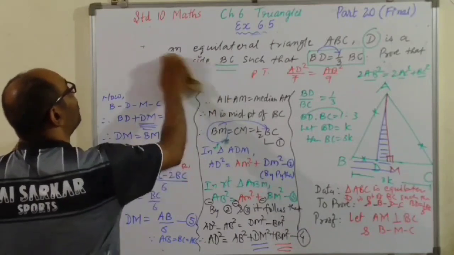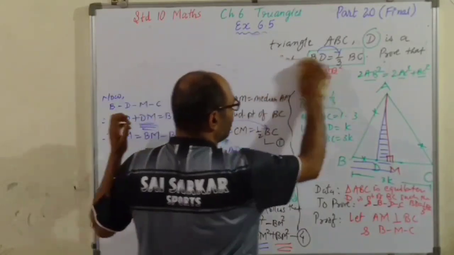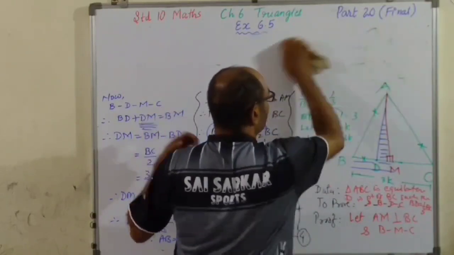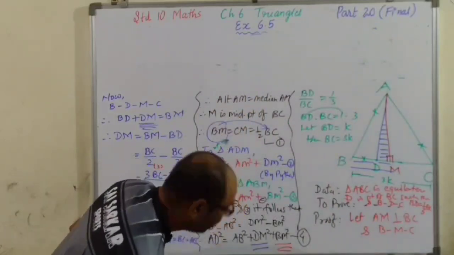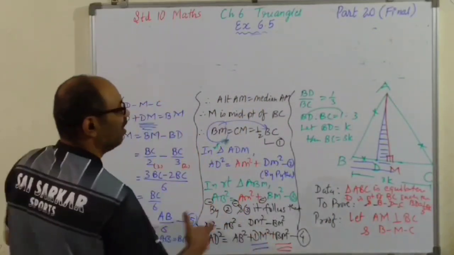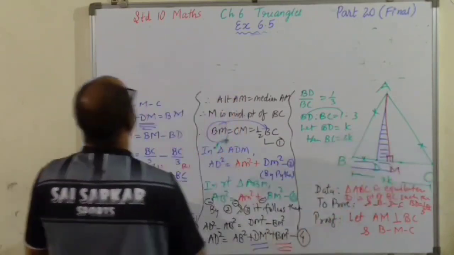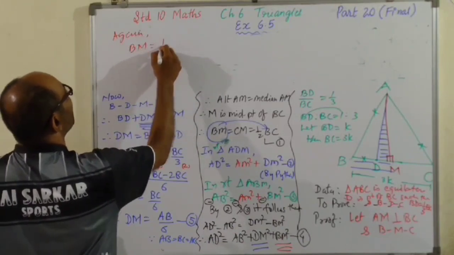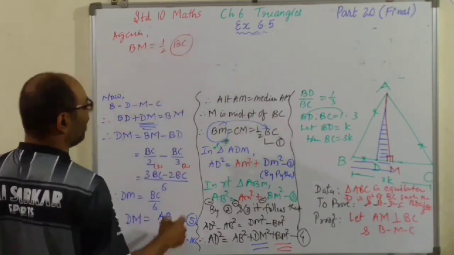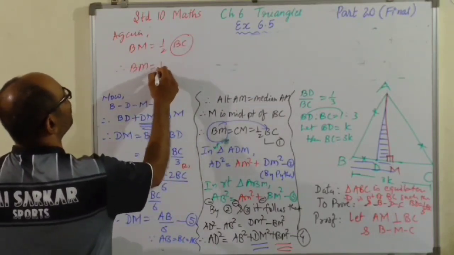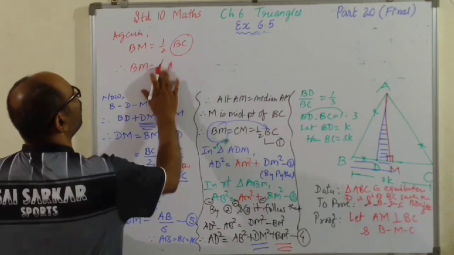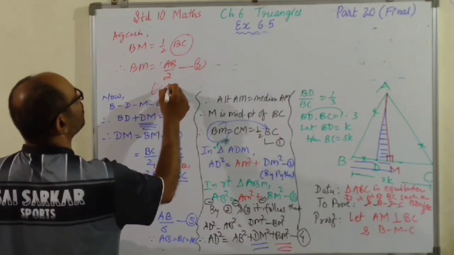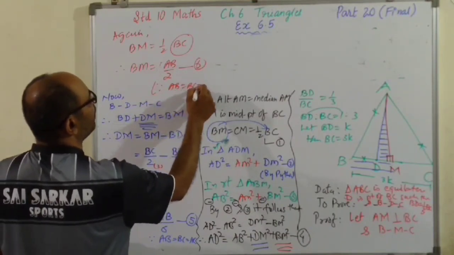Remember this was asked in the board examination, previous board examination. All right. Fine. Now look at this BM. BM is half of BC. Again, BM is half of BC, but BC is equal to AB. Therefore, BM is equal to half of AB, or you may write AB by 2. Result 6. Because AB equal to BC equal to AC.